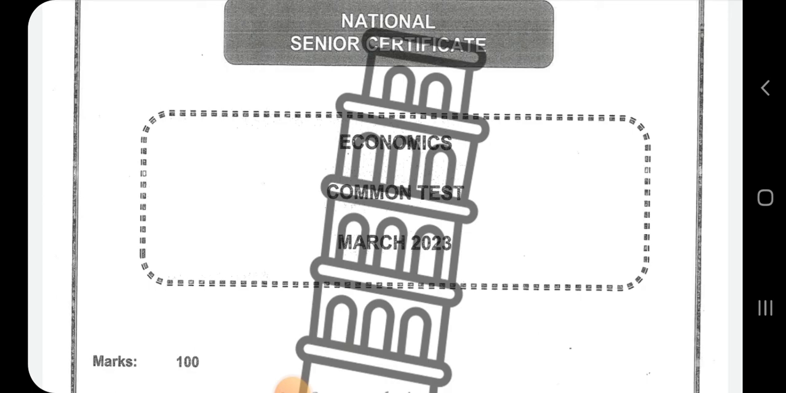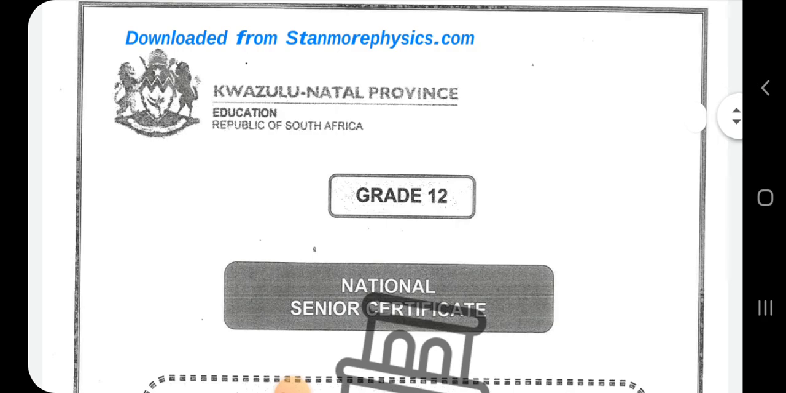Hello grade 12s. This is an economics common test for March 2023, so we will be doing that together. It's from the KwaZulu-Natal Provincial Department and downloaded from the stanmorephysics.com website. Now yesterday I did business studies. The video just before this one is business studies grade 12 past exam paper, so you can check that out.